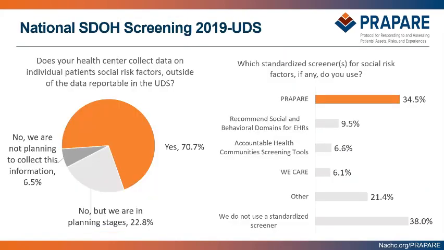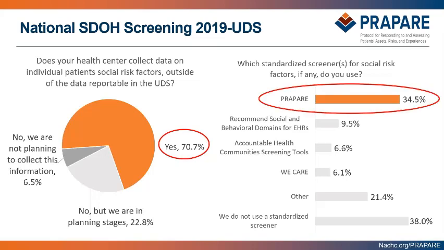We are really proud to see so many health centers screening for social risk factors and that their standardized screener of choice is PRAPARE. Again, while this data is from the 2019 UDS, we're seeing the same trends in 2020, with PRAPARE being the dominant screening tool even during COVID.